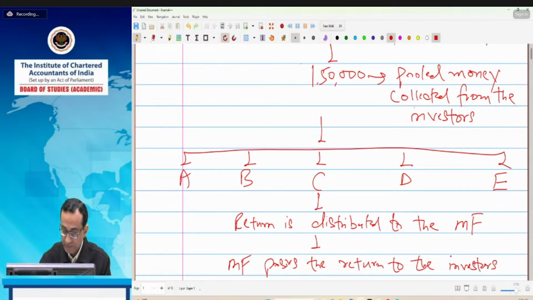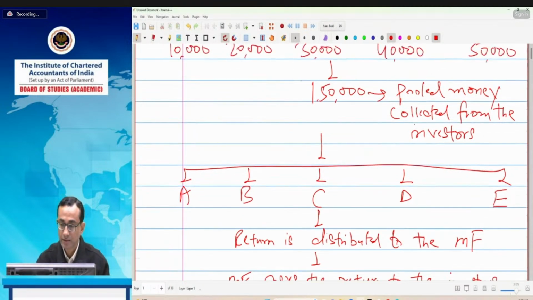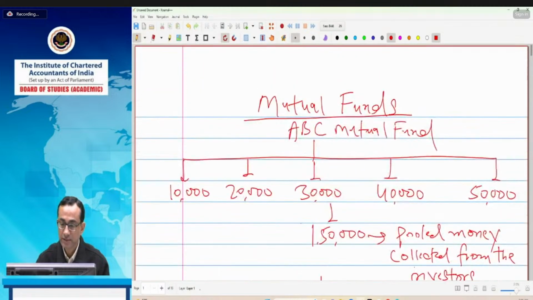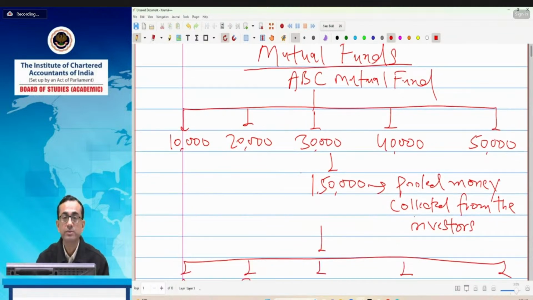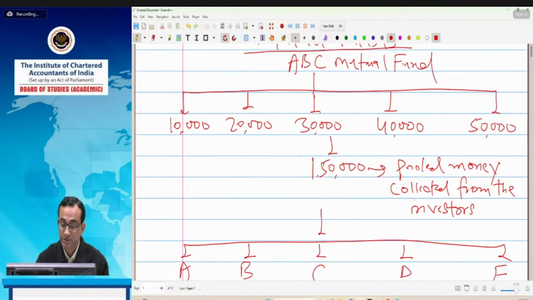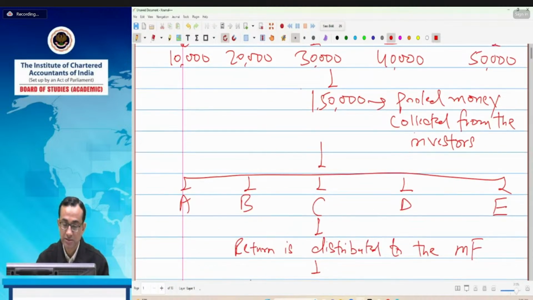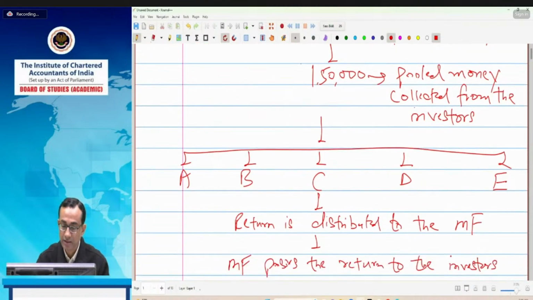So this is basically the structure of the mutual fund. So what this mutual fund did, the mutual fund was formed by the name of ABC Mutual Fund. It collected money from the various investors, say 1,50,000 in this case. And this pooled money, which is collected from the investors, is invested into various companies, A, B, C, D, E. Whatever return is generated is distributed to the mutual fund. Then the mutual fund passes those returns to the investors.